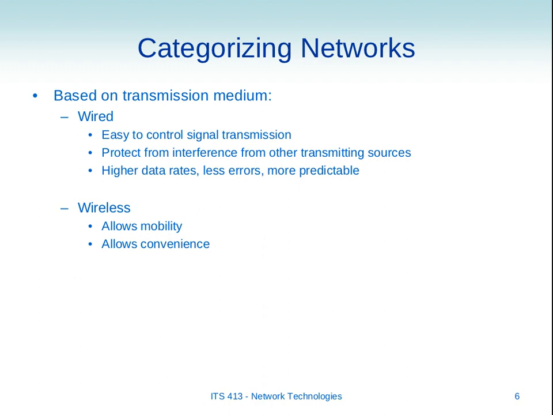In wireless, the benefits of wireless, we can be mobile and it can be convenient. But we usually get, compared to wired, lower data rates, more errors, and less predictable service. We may lose connectivity at some point in time. But these are the two main benefits of wireless communications.